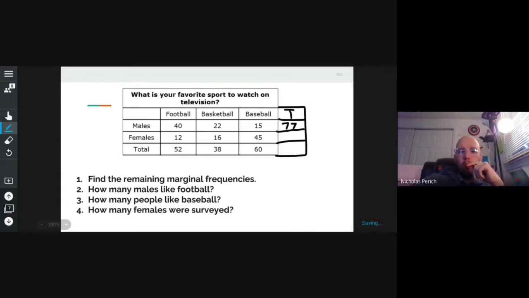Which is my son's favorite number. He says 77 all the time. I don't know why. Weird kid.